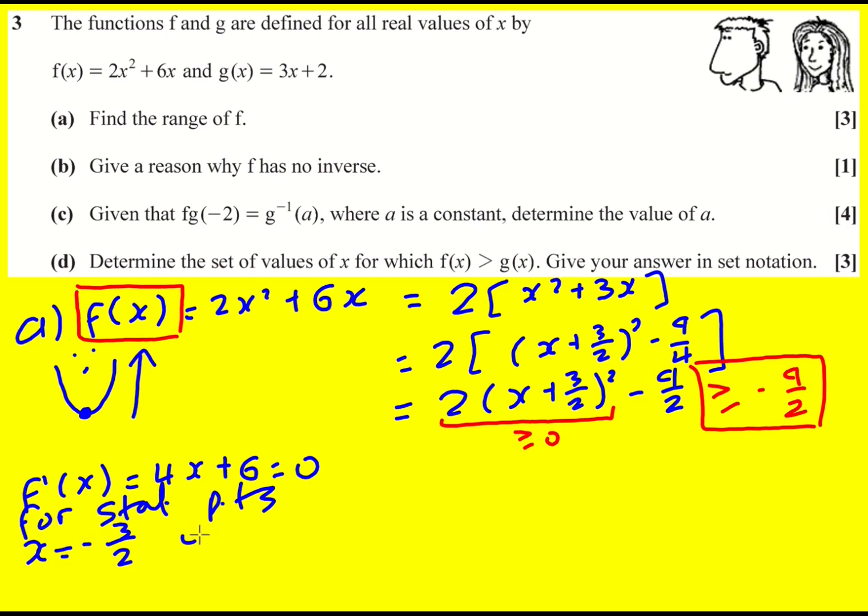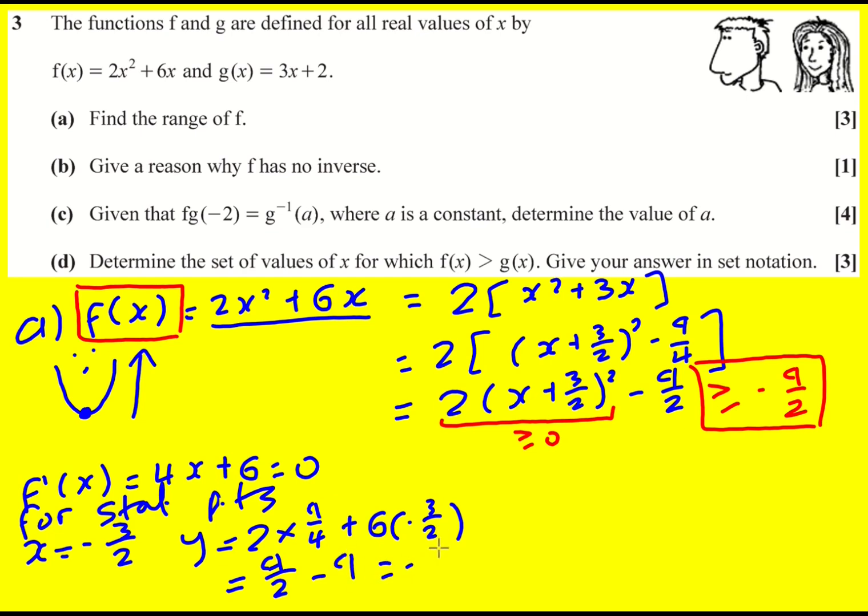And then it's just a case of substituting that back into the original function. 2 times minus 3 over 2 squared, so 9 over 4, plus 6 times minus 3 over 2. You can put it in your calculator, it's going to be 9 over 2 minus 9, I think, which is minus 9 over 2. So that is the stationary point, and again, we would get f of x is greater or equal to that.